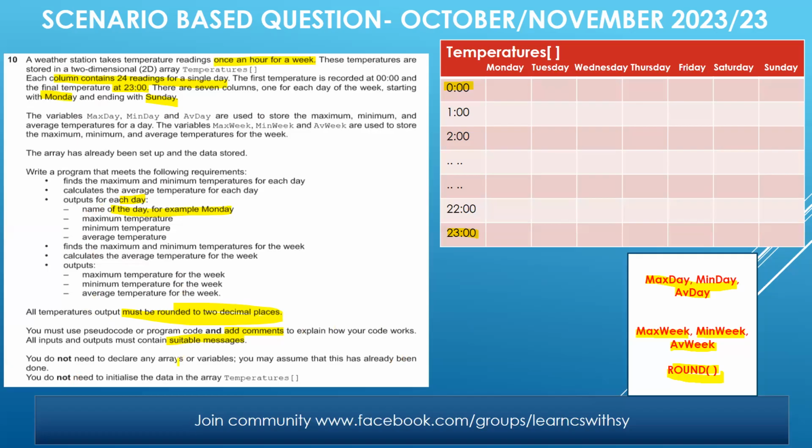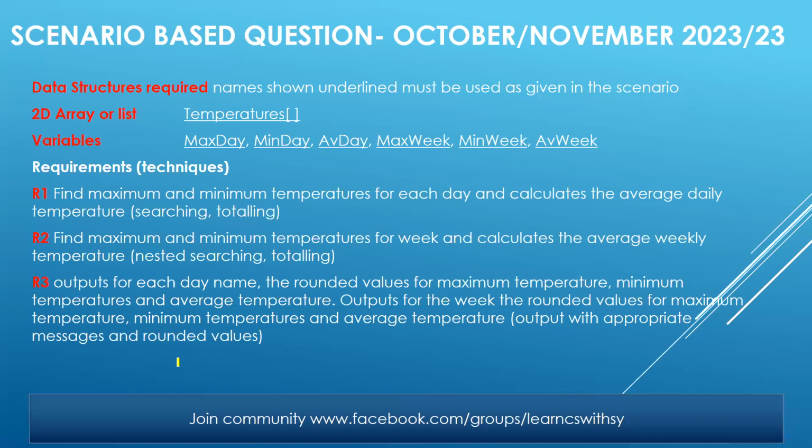Temperature readings are there, 24 readings, starting from 0 and ending on 23. And we have the values for 7 days of the week: Monday, Tuesday, Wednesday, Thursday, Friday, Saturday, and Sunday. Average temperature for the week and the day. Similarly, maximum temperature for the day and the week, and minimum temperature for the day and the week are already declared, and we only need to initialize them and work on it. Fine. Now, what are the requirements?